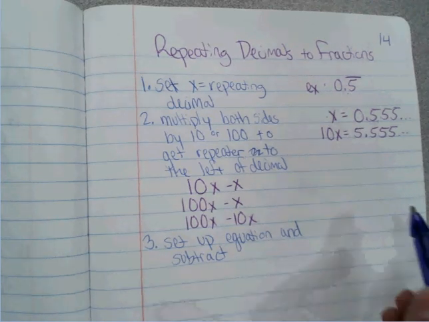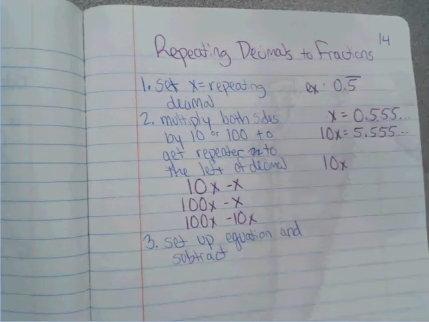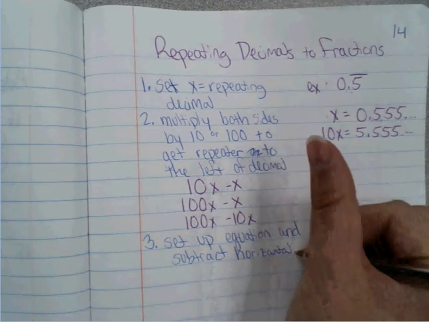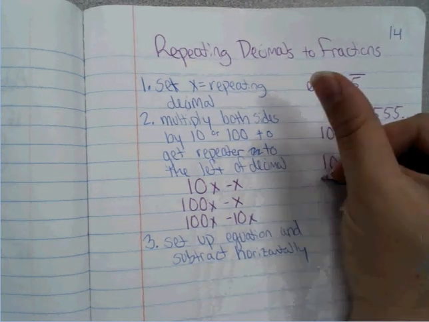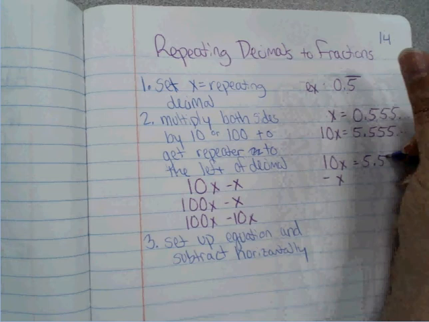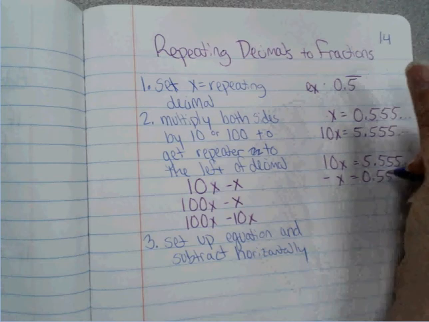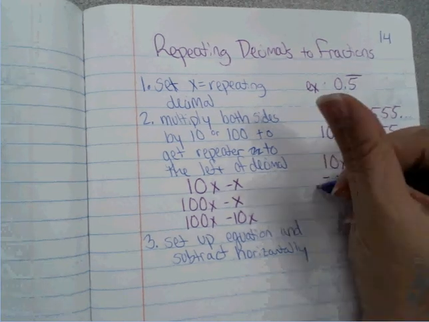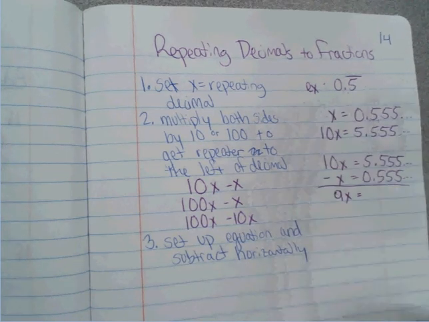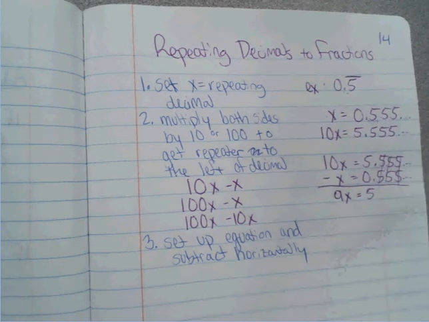So now we're going to use one of these equations. This one we can just use 10x minus x. And when we subtract, I want us to always subtract horizontally. That'll help us. So we do 10x minus x. Well, we know 10x equals 5.555 and so on. And we know x equals 0.555 and so on. So when we subtract, we get 9x equals, and then 5 minus 0 is 5. All of these other ones will just cancel. So we're really just left with 5.